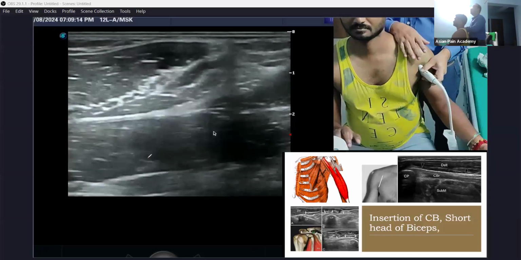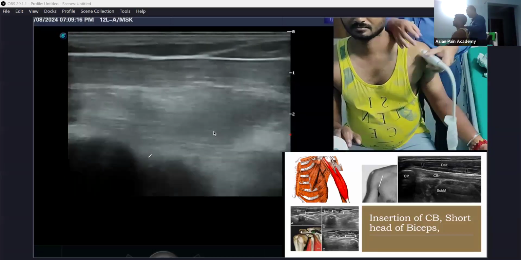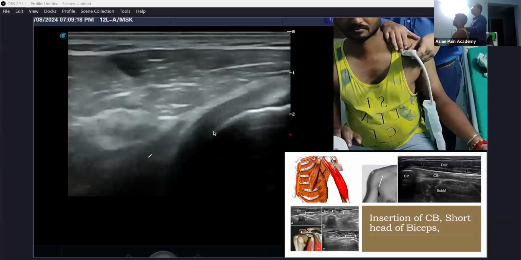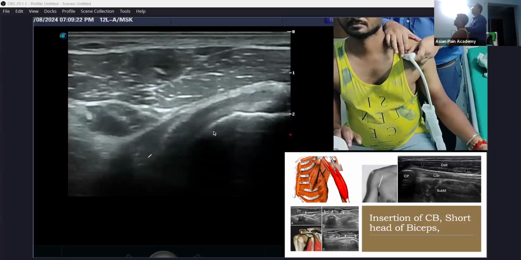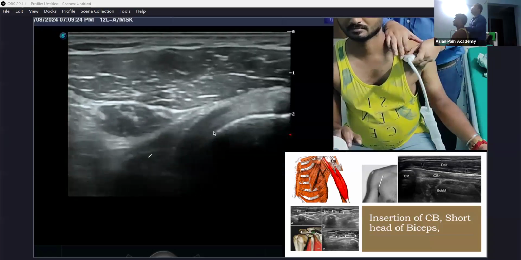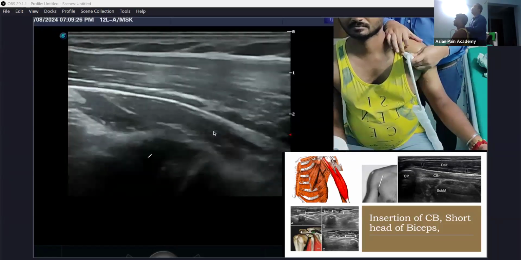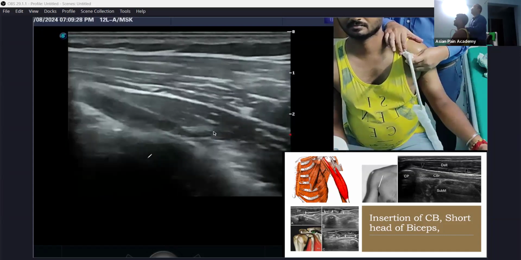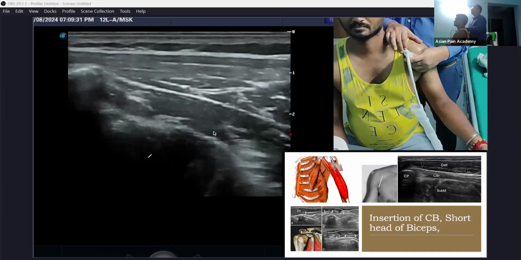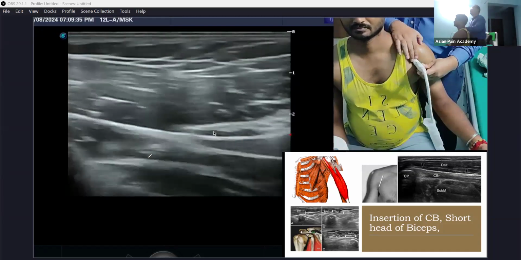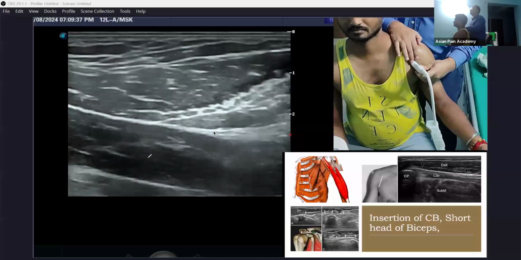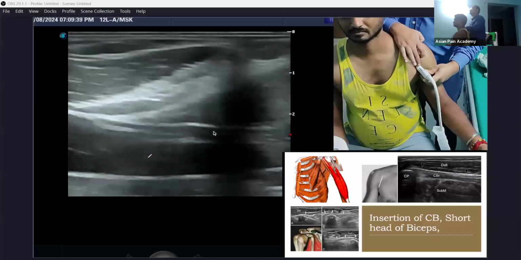And when it is coracobrachialis, then I told you that from the coracoid process, this is the coracoid process, and this has become the muscle. Okay, now you make it a tendon again. Now you can see the muscle. So you can understand these two are completely different muscles. You can go down, but this is the muscle, this is the muscle, this is the muscle.